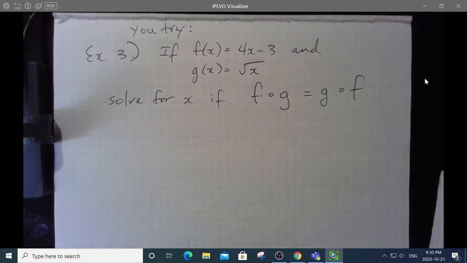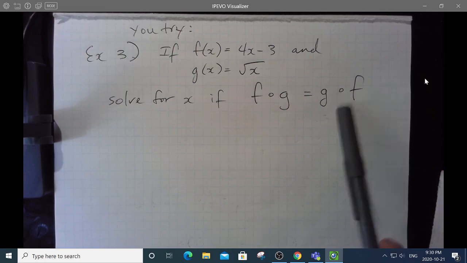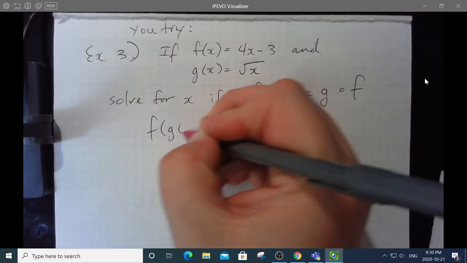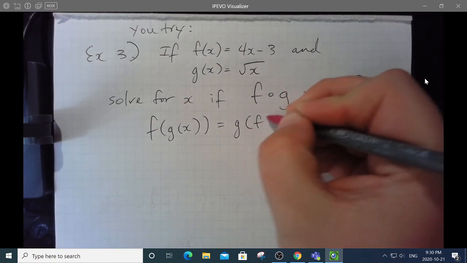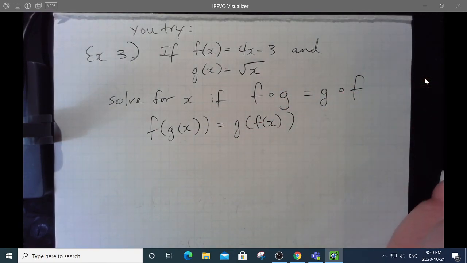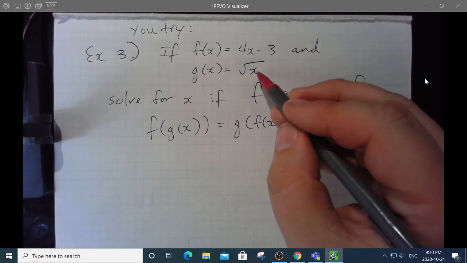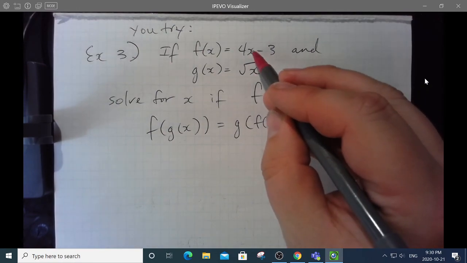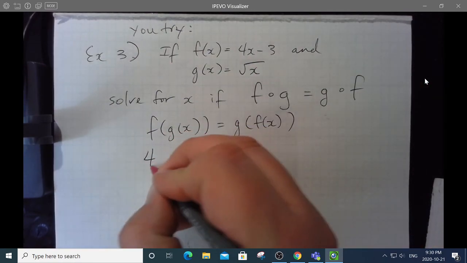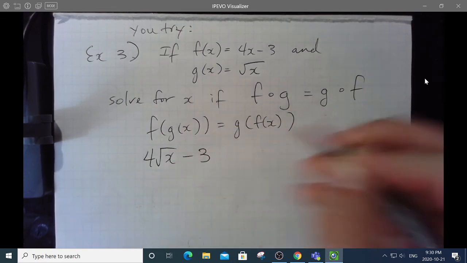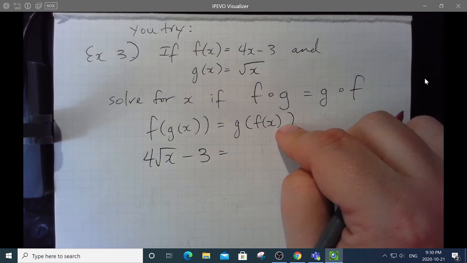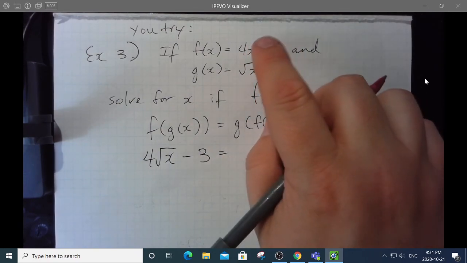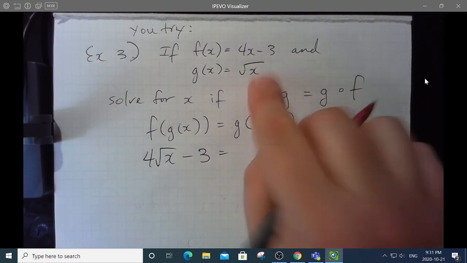Did you get anywhere? Okay, well, let's see. F of g of x has to equal g of f of x. Okay, f of g of x means plug g of x into where the x is in f of x. There, that's this one. G of f of x means the opposite: plug f of x into the x for g of x.